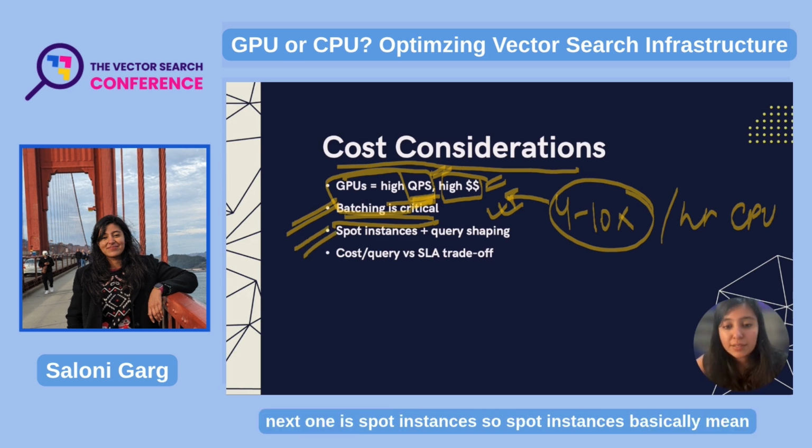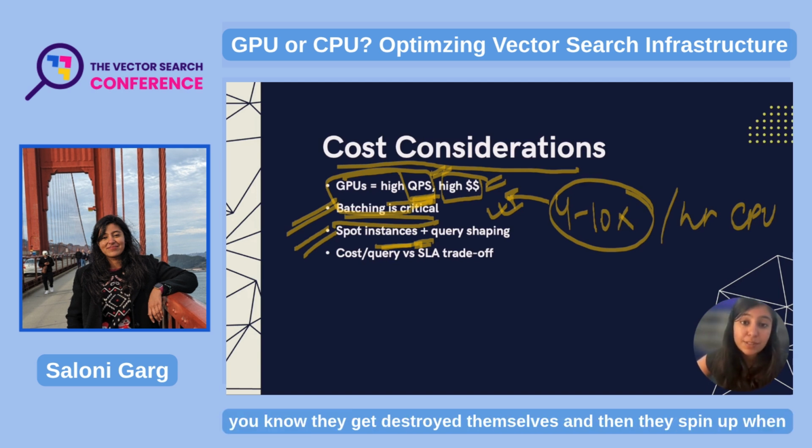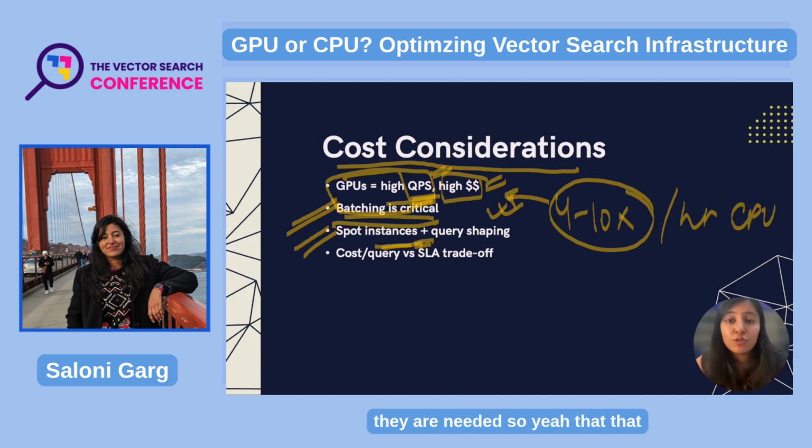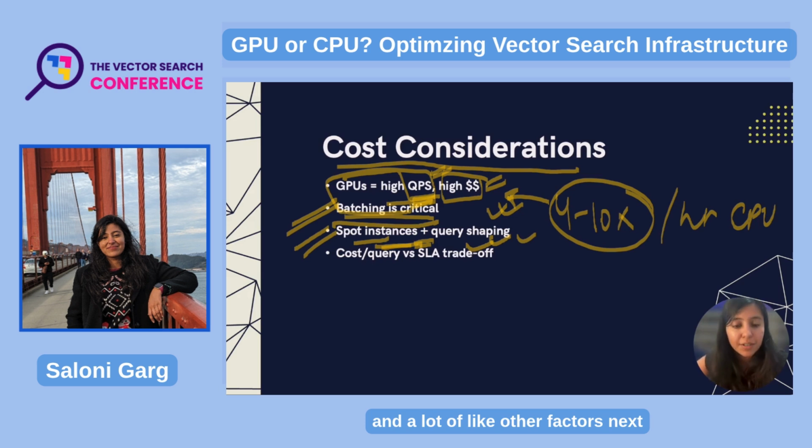The next one is spot instances. Spot instances basically mean ephemeral instances, kind of. What they do is that they can actually slash your cloud bill in half at least, because when they are not in use, they close out, they get destroyed themselves, and then they spin up when they are needed. So that is one of the very important considerations that you can make use of. However, if latency is your top priority, then you might not want to go with spot instances because of the cold start problem and a lot of other factors.